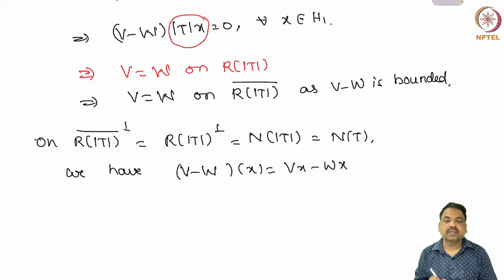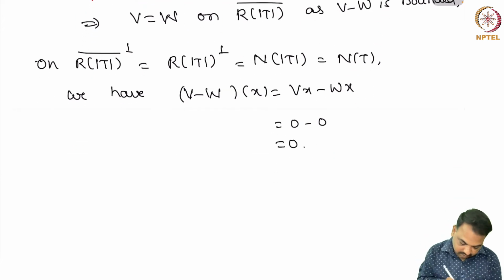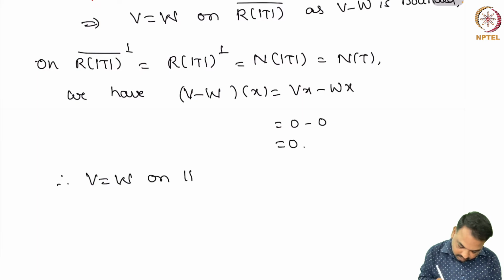When x is coming from null space of T, we know that null space of V and null space of T are same, so the first is 0, and we know that null space of W and null space of P are same, but null space P is nothing but again mod T we have shown, so this is 0. So therefore V equal to W on H1.